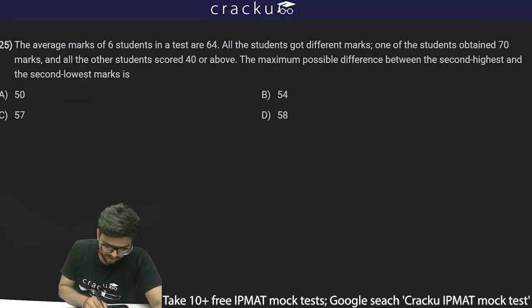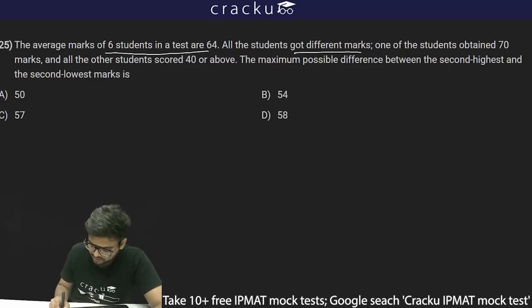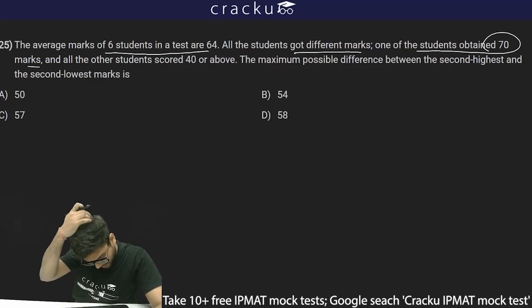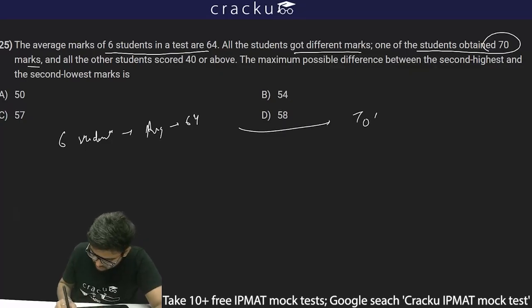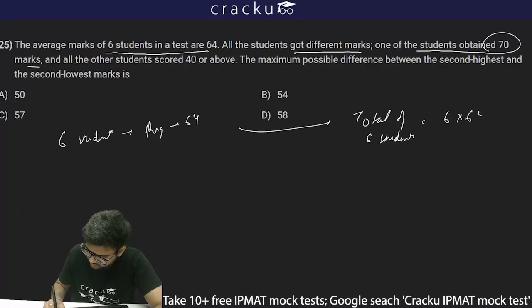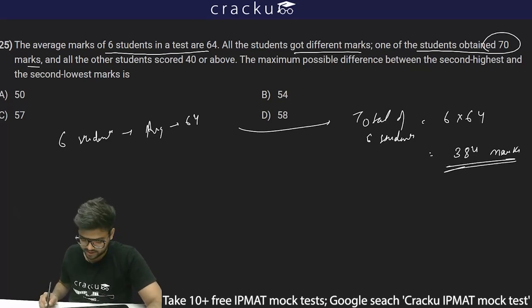Next question is given. The average marks of 6 students in a test are 64. All the students got different marks. One of the students obtained 70 marks. So the average marks of 6 students is 64. So the total of those 6 students will be 6 into 64, which is equal to 384 marks. So the total marks of these 6 students will be 384 marks.